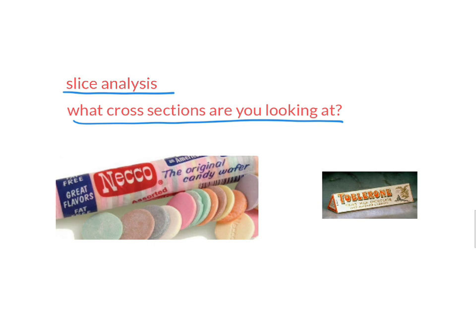So I've got two simple things that you're hopefully familiar with, candy. If you were to take these Necco wafers and cut them in half or into pieces and then stare at it, what shape would you be staring at? Hopefully you realize you'd be staring at a circle. If I take this piece of candy here and cut it with a knife into two pieces, and I stare at it, what shape would I be looking at? Hopefully you would say a triangle. So we have two different slice analyses that we would do, one for a circle, one for a triangle.